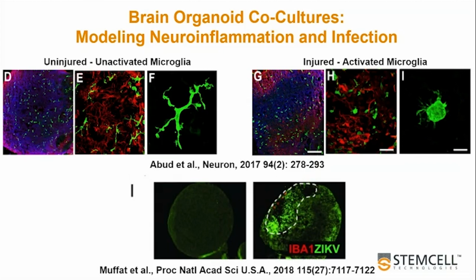In these two papers I highlight here, the authors used PSC-derived microglia to demonstrate how injury to brain organoids results in microglia taking on a pro-inflammatory phenotype. The authors of the second paper, shown on the bottom, showed a similar response to Zika virus infection. In the next few slides, I will show you how you can replicate the results of the top paper.